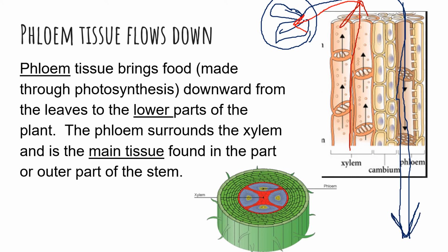Okay, so phloem is generally the main tissue that makes up the parts of the stem. In this diagram here, you can see it's kind of surrounding the middle, okay? And its job is to transport the food back down.